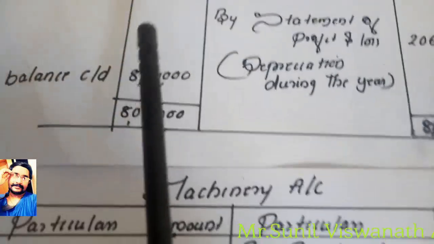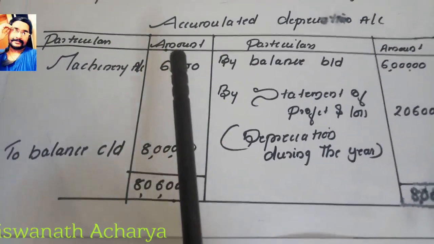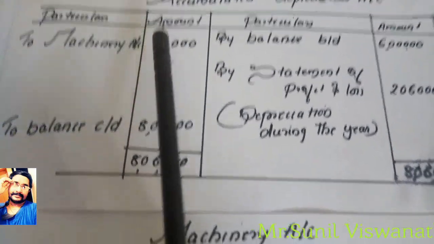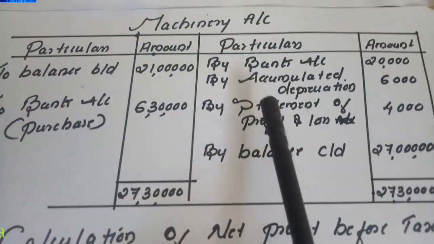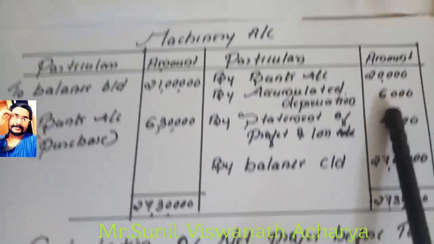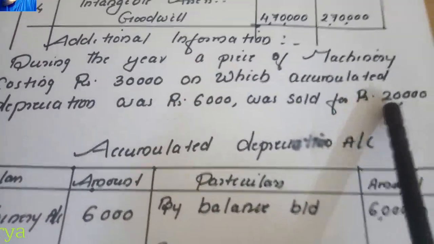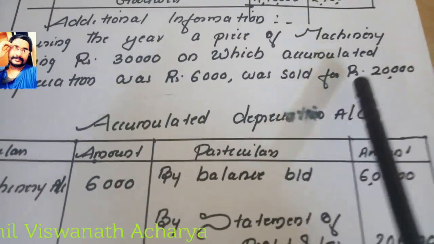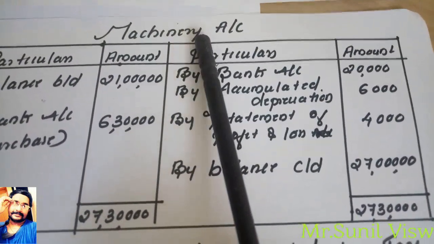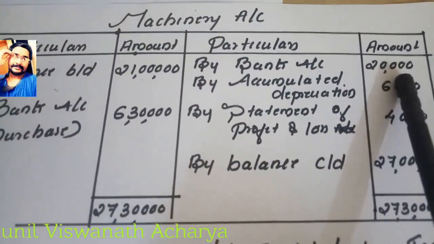Now, from the accumulated depreciation account we already transferred to the machinery account how many rupees? 6,000. Generally we know accumulated depreciation account is debited to machinery. So in the machinery account we will write by accumulated depreciation, 6,000. Then in the adjustment, one machinery was sold for what price? 20,000. Whenever machinery is sold, we know generally bank account is debited to machinery. So in the machinery account we will write by bank, machinery sold, 20,000.